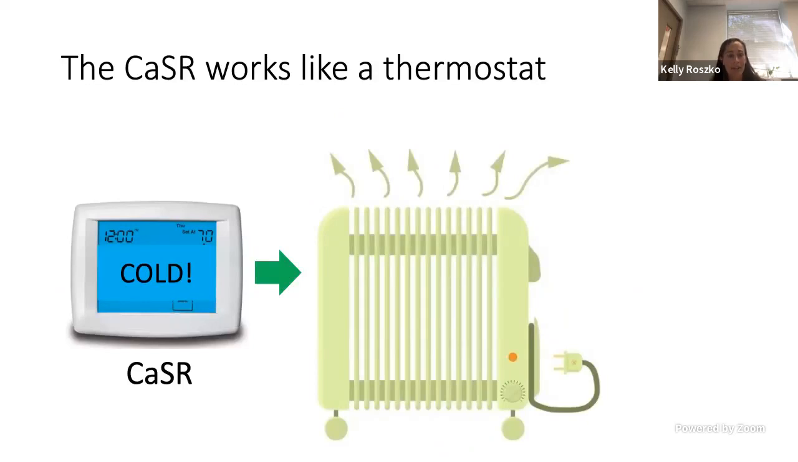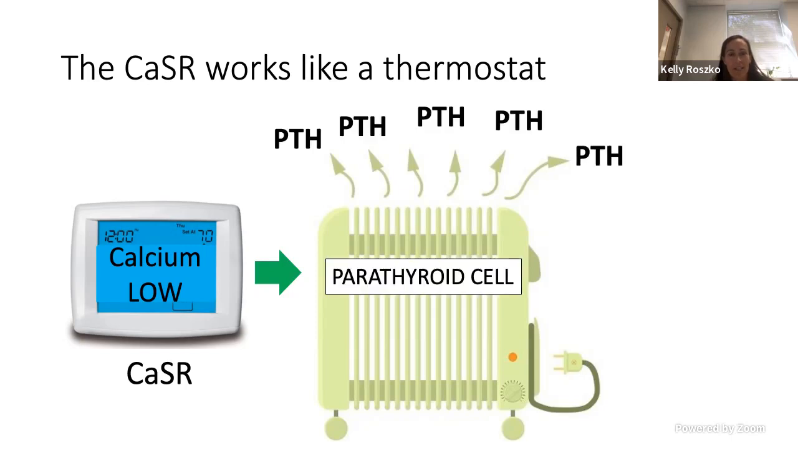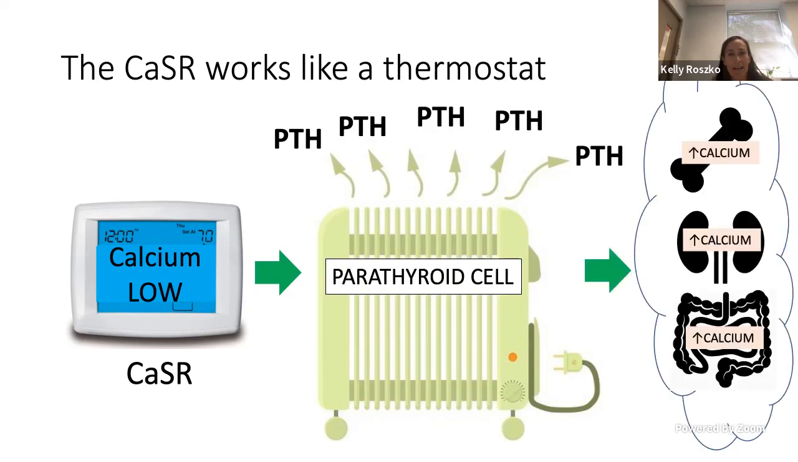So let's talk about the calcium sensing receptor a little like a thermostat. When the thermostat in your home detects a cold temperature, it tells the heater to turn on and heat up the house. Very similarly, when the calcium sensing receptor detects a low calcium, it tells the parathyroid cells to make more PTH, and that PTH is then going to act inside the body to increase the calcium, and that brings you back to the normal range. So it's very much like a thermostat.